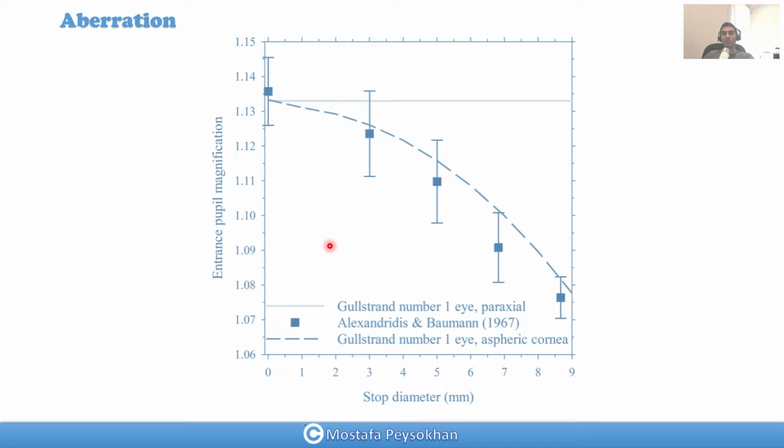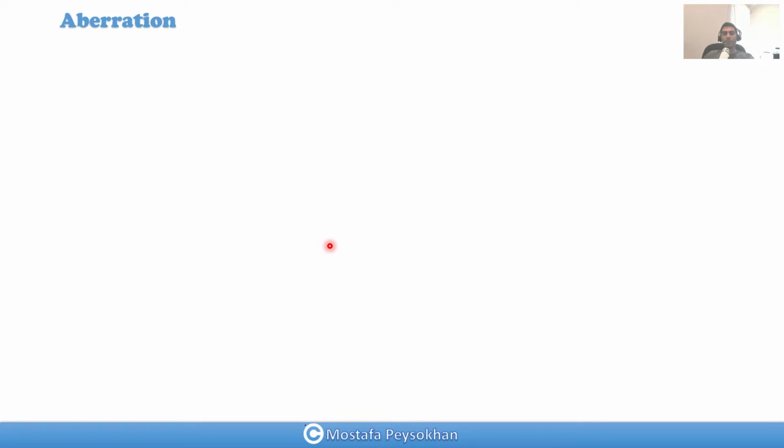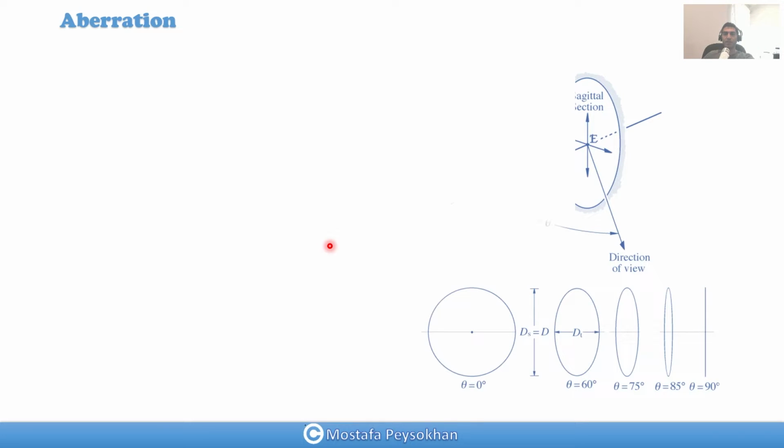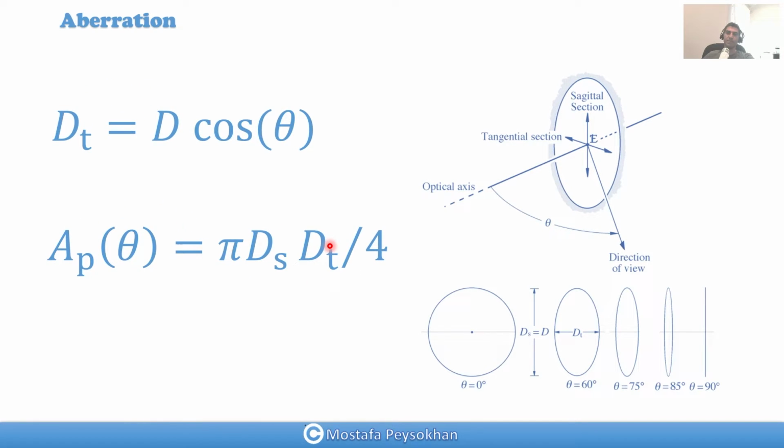But the stop diameter is very complicated, because the stop diameter itself is a function of the direction. When you have an optical system and look at it from the front, you can see exactly a circular aperture. But when you increase your angle, for example, when you look at it at 60 degrees, you can see something like this, because that's a projection of the circle. Then at 75 it gets smaller, and at 90, you can see a line.